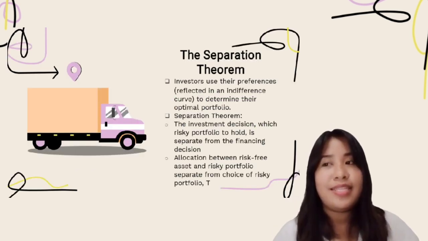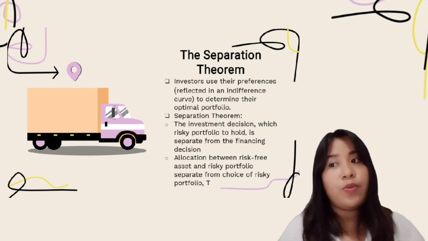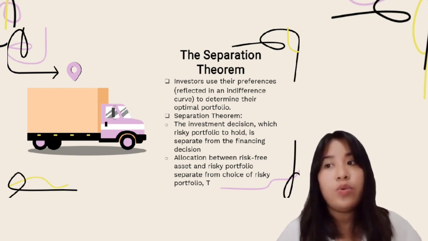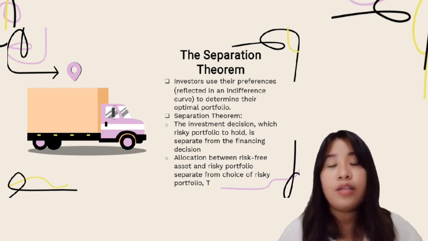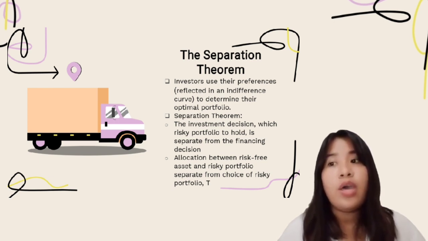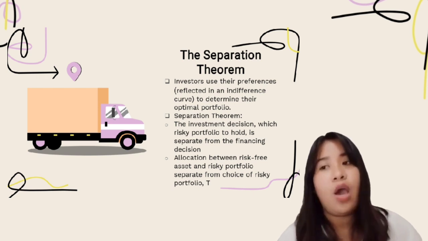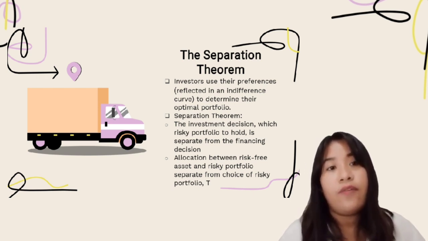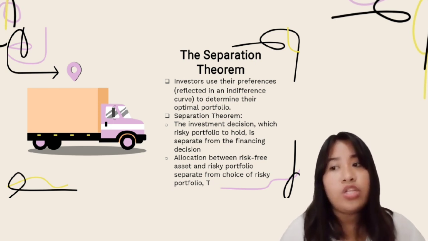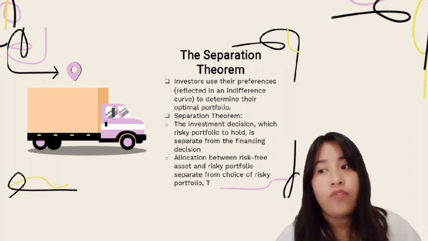So, the next one is the separation theorem. Investors use their preferences to determine their optimal portfolio. So, dito, yung investors, ginagamit yung kanilang kagustuhan upang matukoy yung optimal portfolio. So, separation theorem. The investment decision, which risky portfolio to hold, is separate from the financing decision. So, yung investment decision na yun, which is risky na, sobrang risky hawakan, sineseparate nila yun sa financing decision na ginagawa nila. So, allocation between risk-free assets and risky portfolio separate from the choice of risky portfolio.